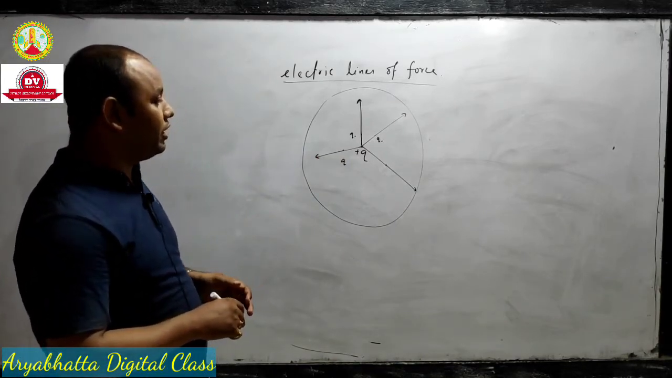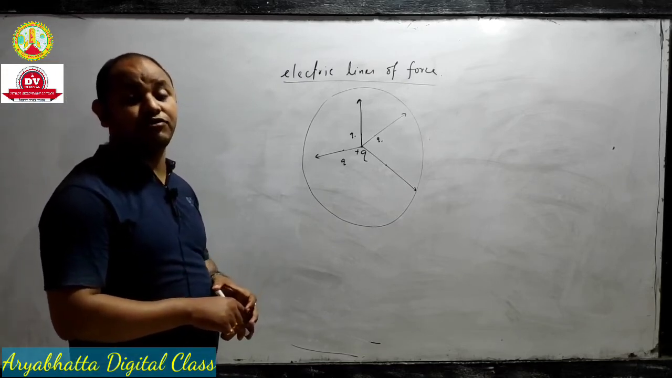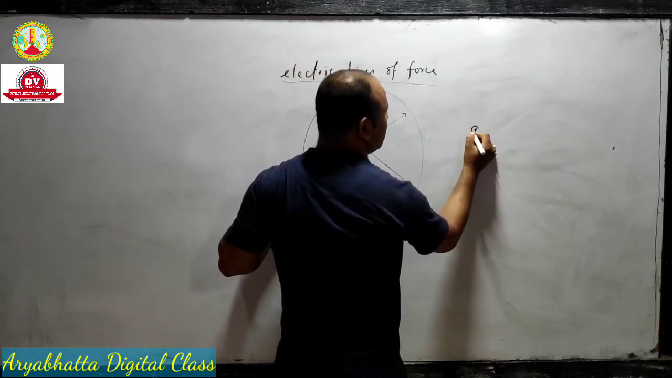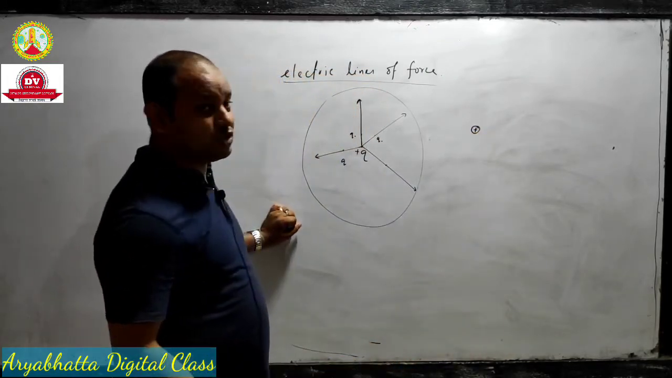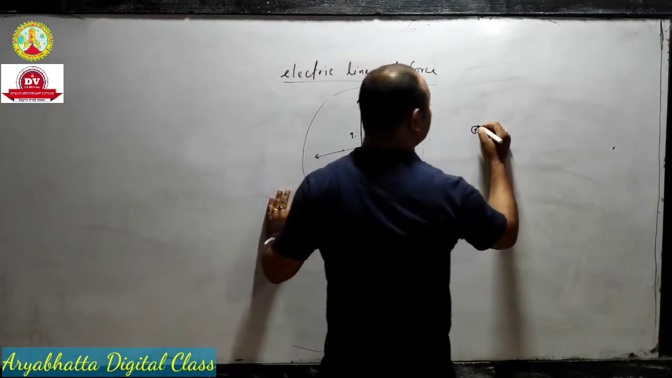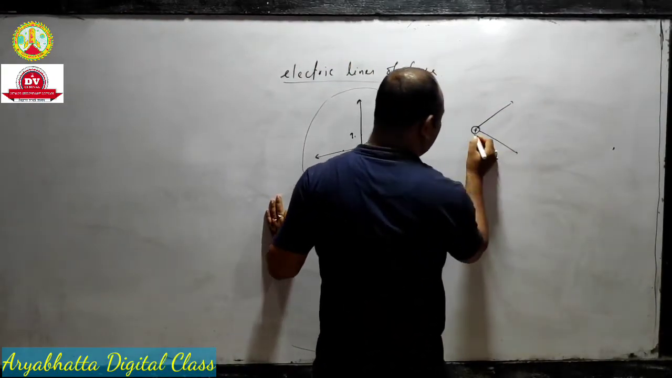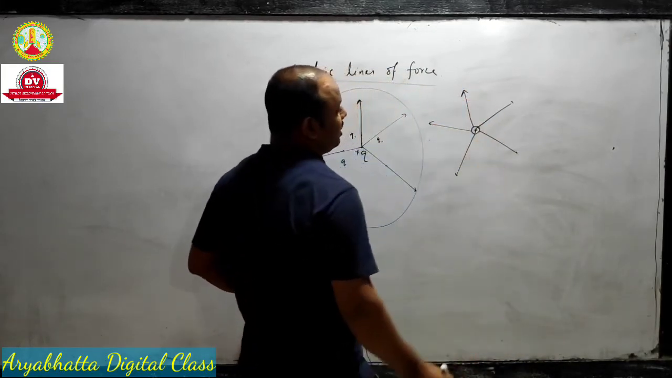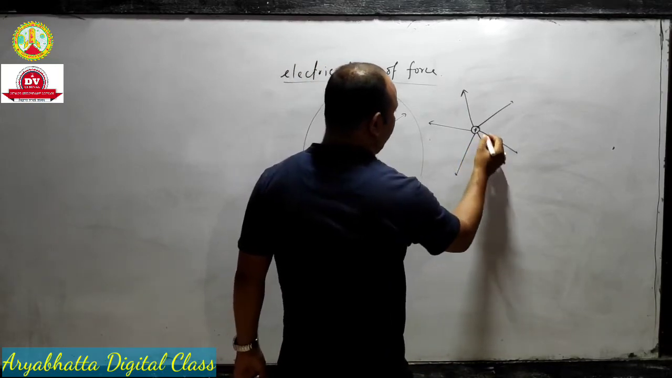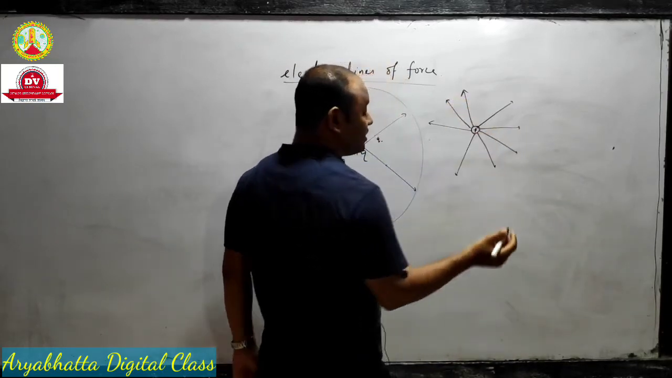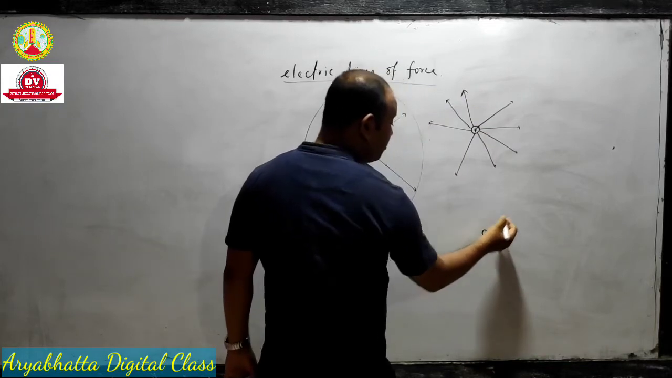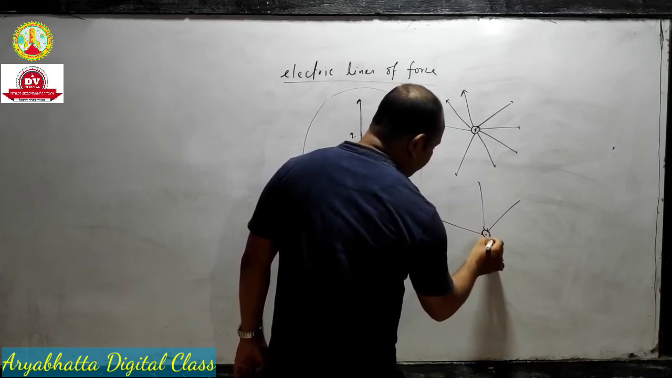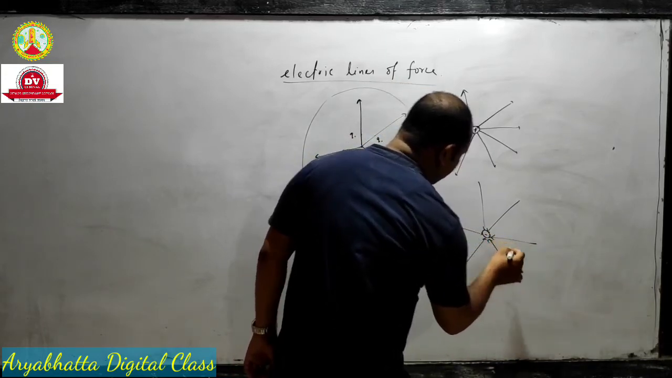And remember, electric field lines always start from positive charges. Suppose this is a single positive charge. From this positive charge, electric field lines will emerge like this. And if you have a single negative charge, the electric field lines will finish at this negative charge.